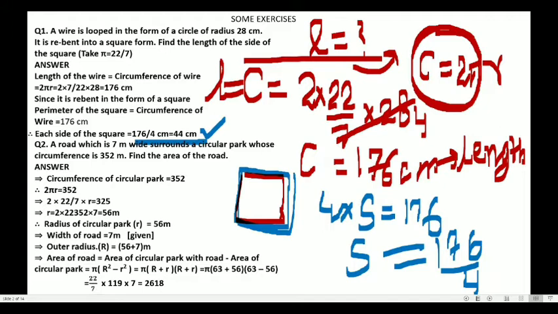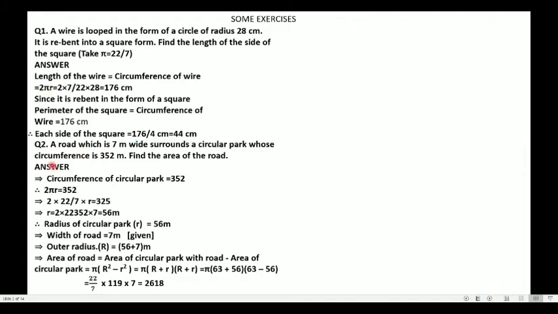Now let us move to the second question. A road which is 7 meters wide, we have the width of the road. A road which is 7 meters wide surrounds a circular park, and this circular park has a circumference of 352 meters. Then we have to find the area of the road.